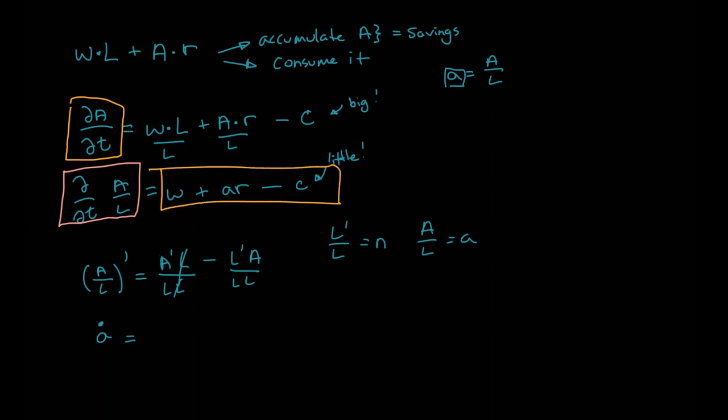So we can substitute that into this equation. A prime over L is W plus AR minus C, and then here we had minus AN. And so we rearrange to find the law of accumulation of assets. Whoops, this is aN, I'm sorry. a dot equals W plus a(R minus N) minus c. And that's it. So in the next little clip, we will do the Euler equation and the Hamiltonian.